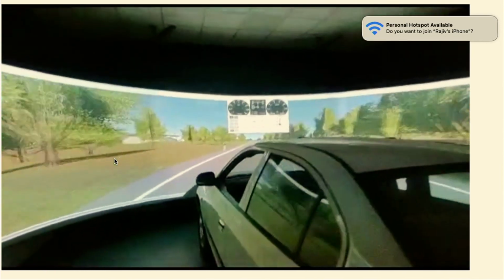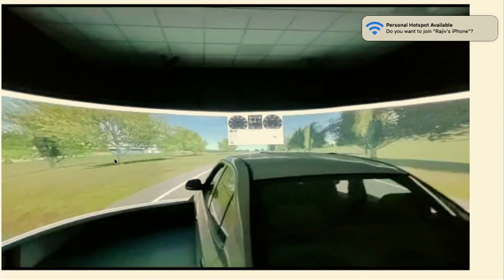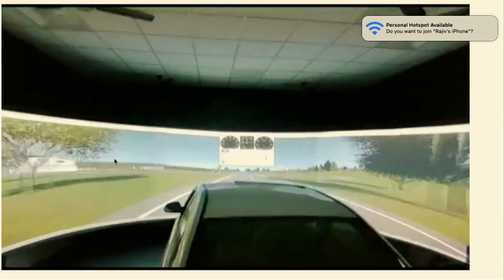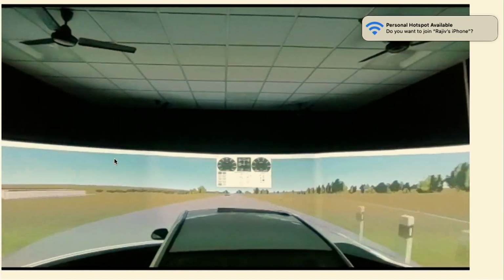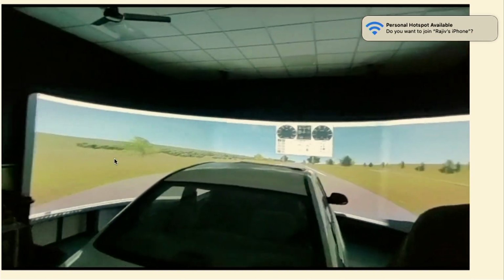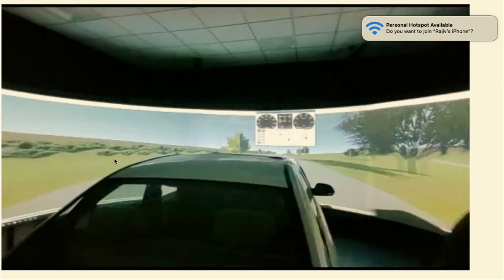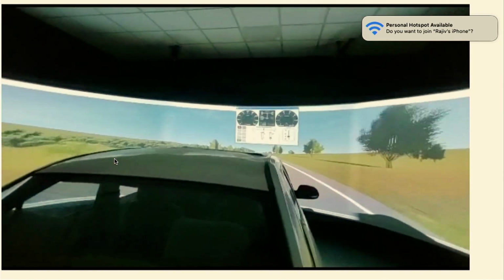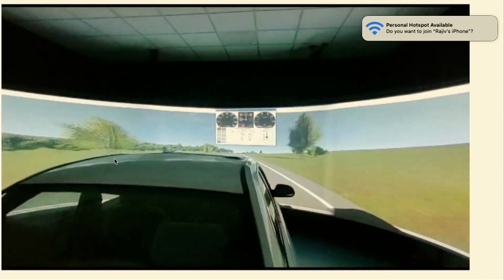So this is the screen and the real car. And he has put on EEGs and the visual trackers. So looking at driving performance in the visually impaired is something which we are working on with Professor Krishna Kumar now.